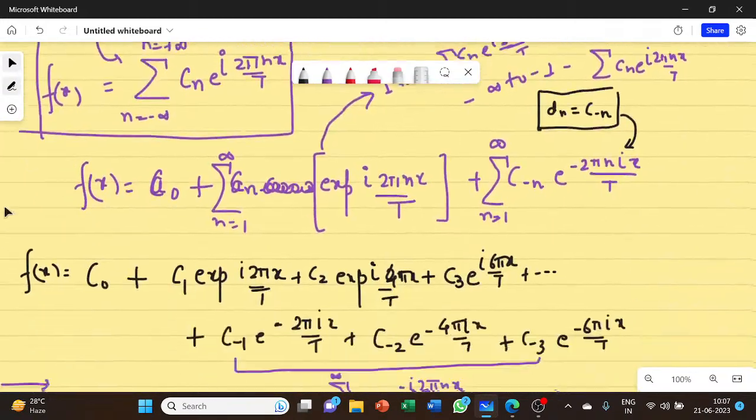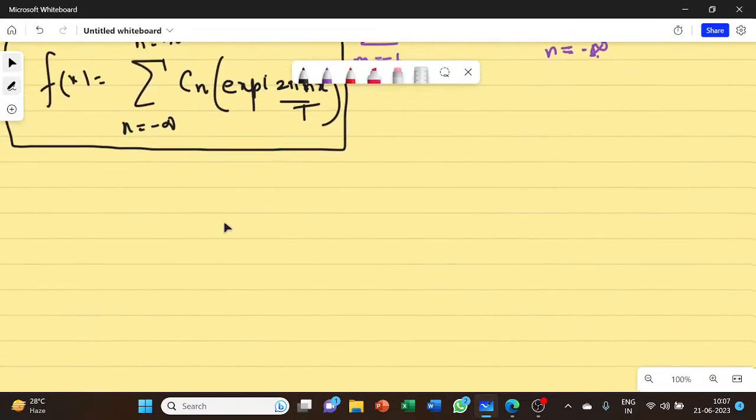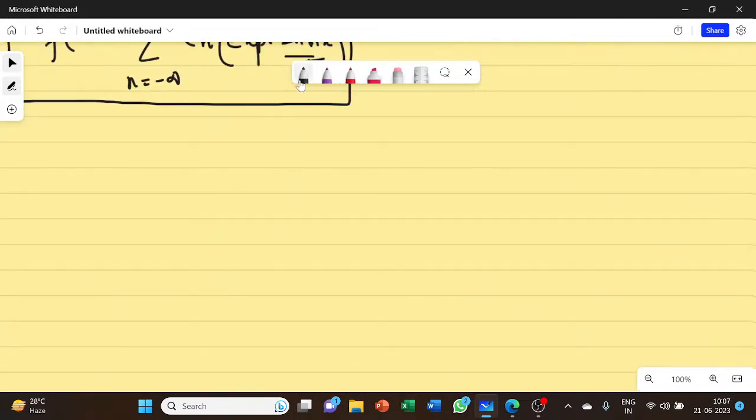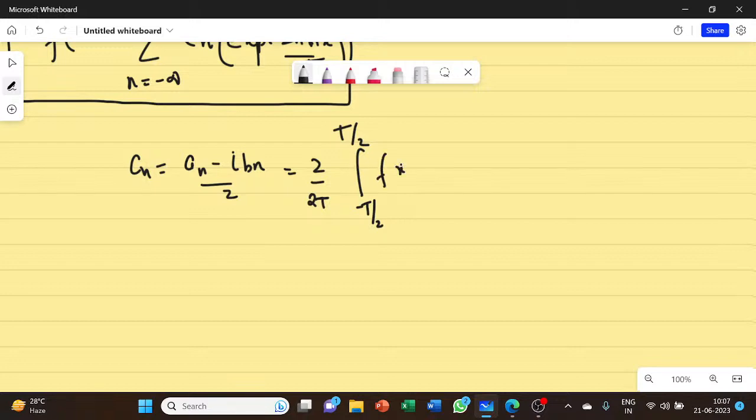Now the first question that comes to mind is, let us see also what the constants were. So Cn was equal to what? It was equal to An minus iota Bn upon 2. And An, if you see, was 2 upon t, and now 2 will come because of this. It was from minus t by 2 to plus t by 2, of f x into cos of 2 pi n x upon t, and then minus iota sine of 2 pi n x upon t.